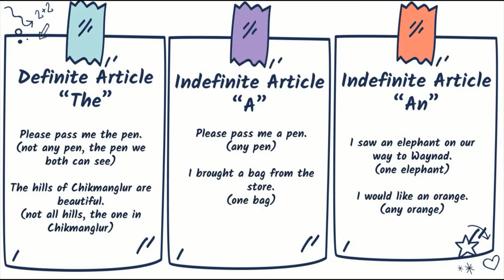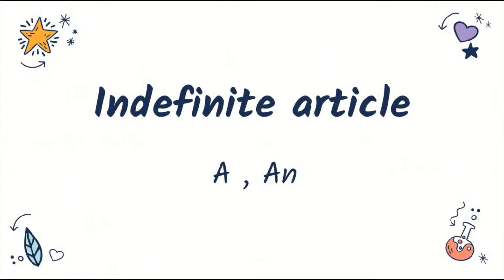On the other hand, when I say pass me a pen, I'm okay with any pen that you give me. Or when I say I would like an orange, I'm okay with any orange that you give me. Therefore, a and an are indefinite articles. Now, armed with that knowledge, let us look at how to use indefinite and definite articles in a sentence.